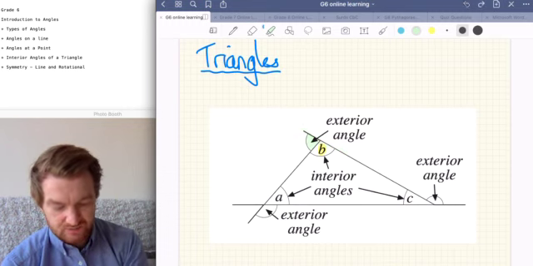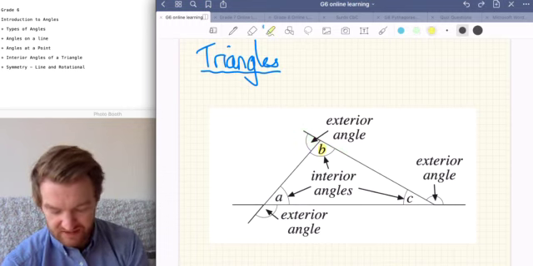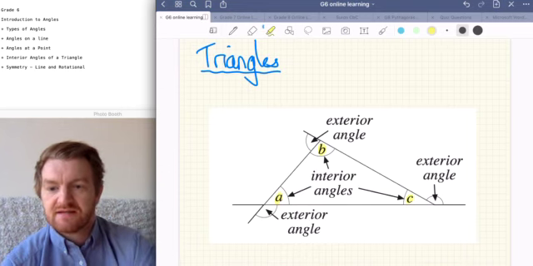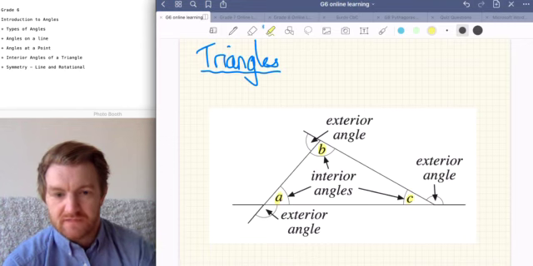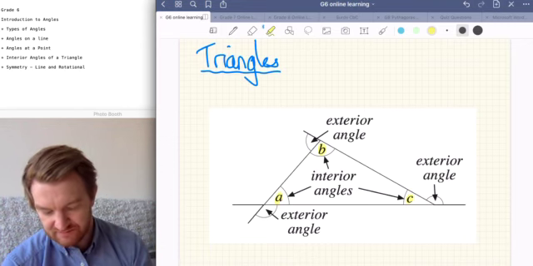We're today going to talk about the interior angles, but later on, next lesson, we will be talking about the exterior angles as well. And this is the same for any straight-sided shape. You've got interior and exterior angles. So let's talk about the interior angles.